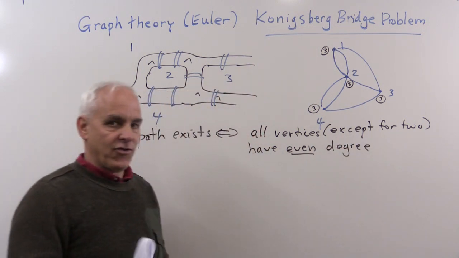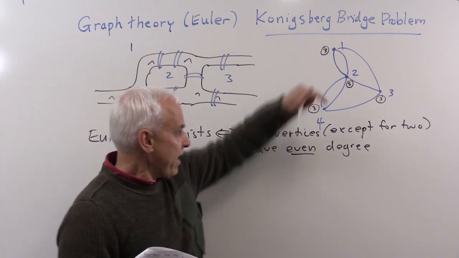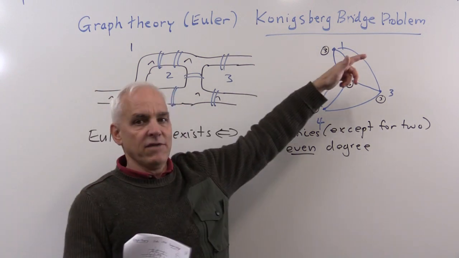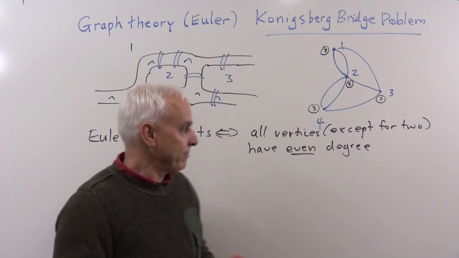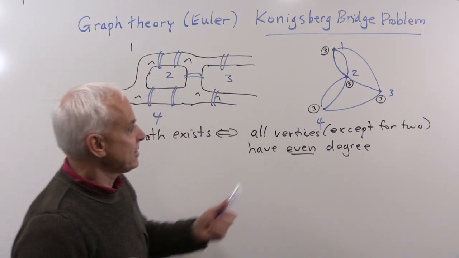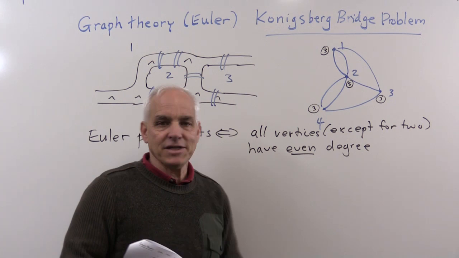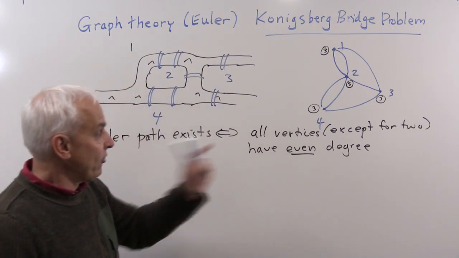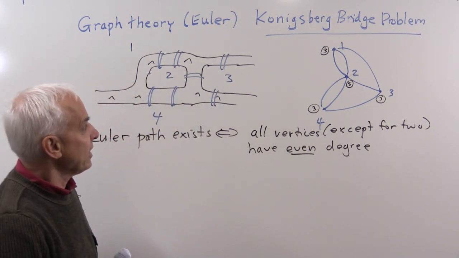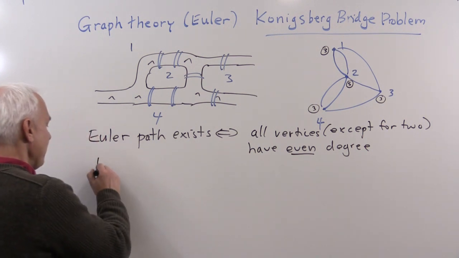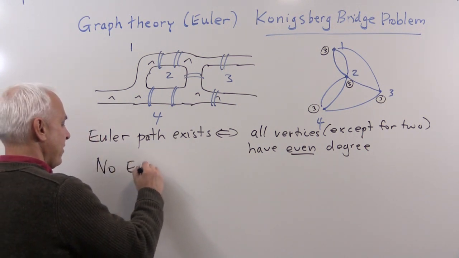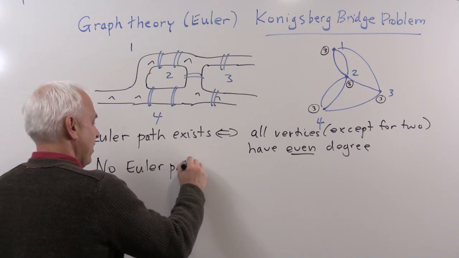Basically, because if you're going to have a continuous path, if you walk into a vertex, you've got to leave it. And so the edges are sort of peeled off in pairs. And in this case, all of the vertices have odd degree, and so this thing has no Euler path. So the answer to the question is no. There is no Euler path in Königsberg.